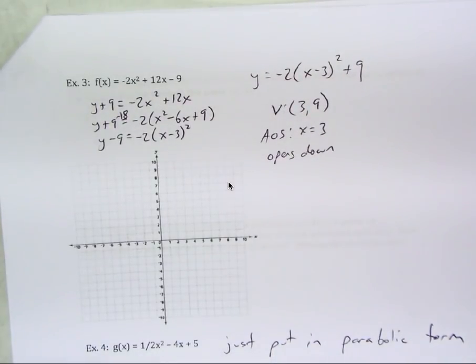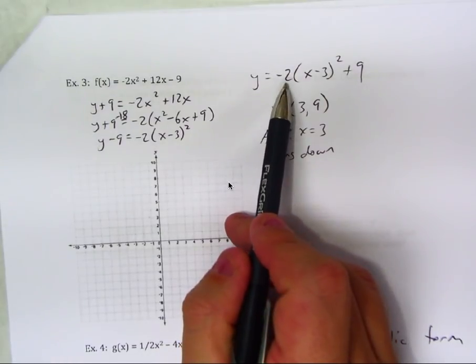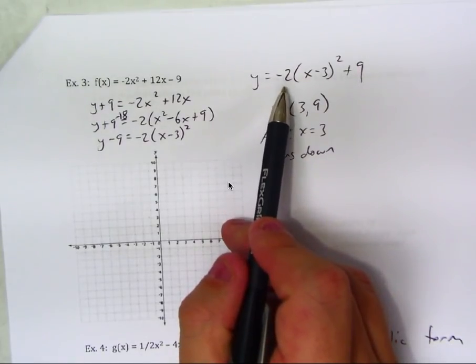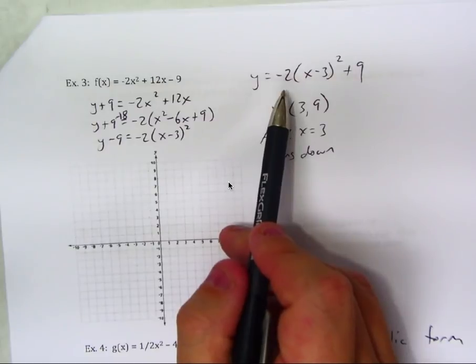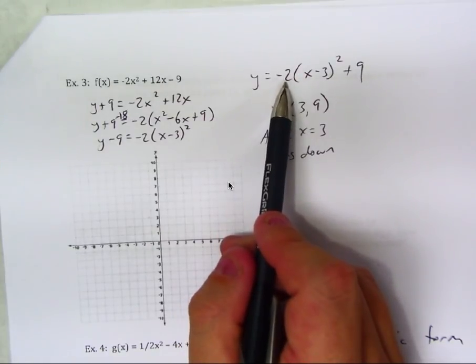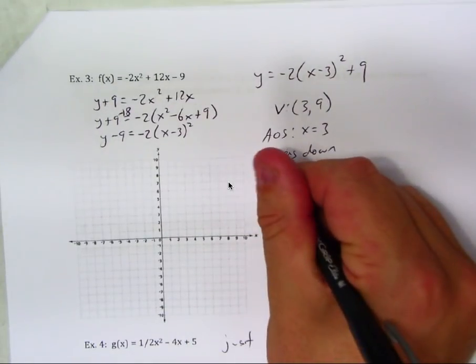It's going to be narrow because this number is less than negative 1. So anytime it's between negative 1 and 1, it'll be wide. Anytime it's above 1 or less than negative 1, it'll be narrow, skinnier.